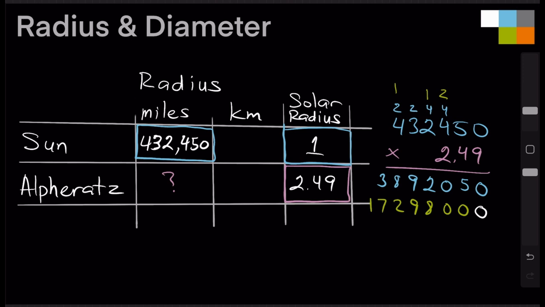We move on to our third digit for multiplication. We need to start with two zeros. 2 times 0 is 0. 2 times 5 is 10. 2 times 4 is 8, plus 1 makes 9. 2 times 2 is 4. 2 times 3 is 6. 2 times 4 is 8.